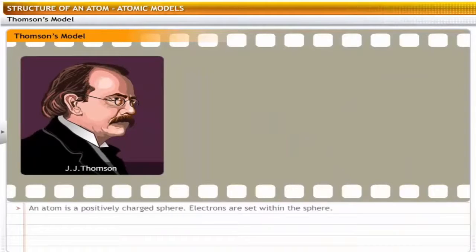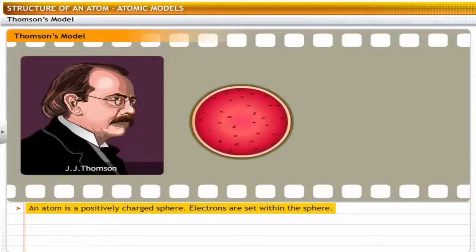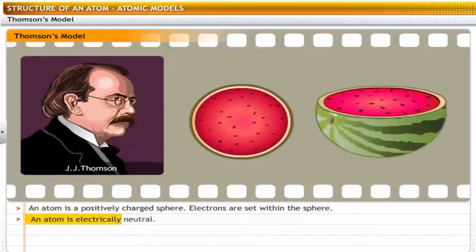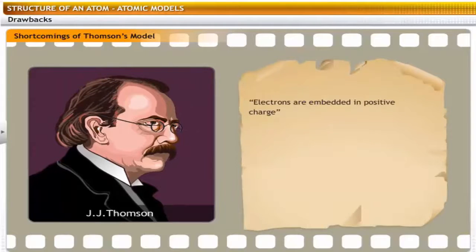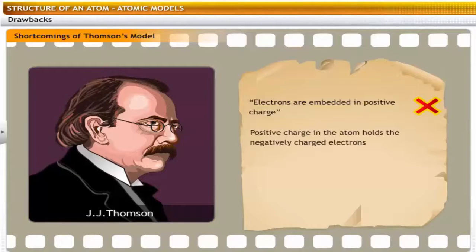Thomson concluded that an atom consists of a positively charged sphere with electrons set within the sphere. An atom is electrically neutral as the positive and negative charges within it are equal. Thomson had said that the electrons were embedded in a sphere of positive charge. This turned out to be incorrect. Thomson had explained that the positive charge spread through the atom held the negatively charged electrons due to electrical forces. This assumption failed to explain many experimental observations made by other scientists.